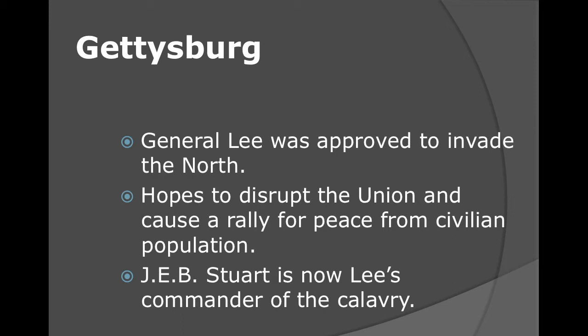With the death of Stonewall Jackson, a new Confederate cavalry general is in place, and his name is Jeb Stuart, and he's now the commander of Robert E. Lee's cavalry.